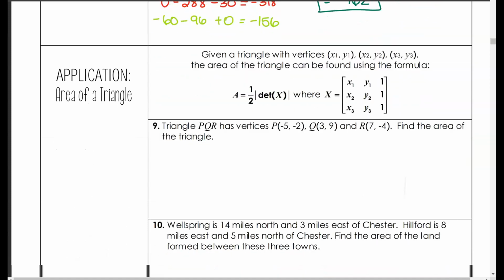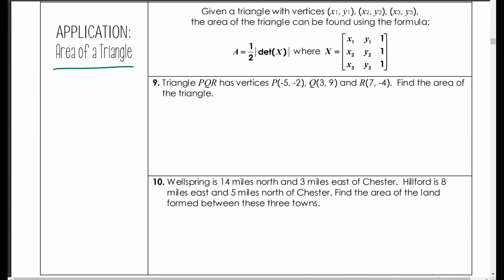Let's look at an application problem here. So in this application, we're looking at the area of a triangle. So given a triangle with vertices x1, y1, x2, y2, x3, y3, the area of the triangle can be found by using this formula. So we'd have A equals 1/2 the determinant of X, where X is given by this matrix here. Notice that the last column of this matrix is all ones. Okay. So the triangle PQR has vertices P at -5, -2, Q at 3, 9, R is 7, -4. Find the area of the triangle.